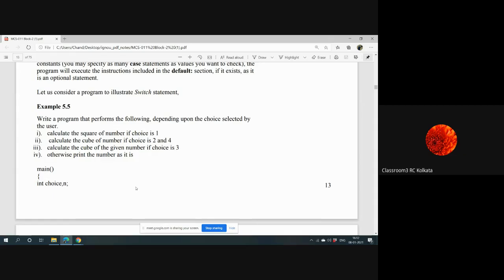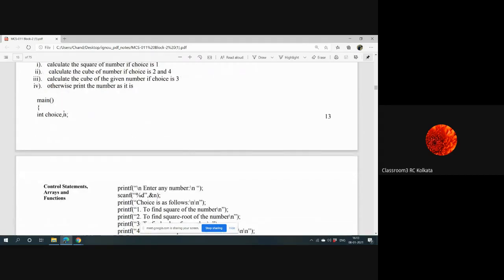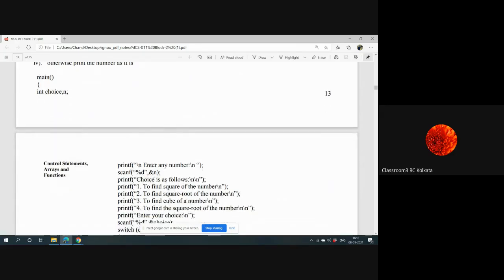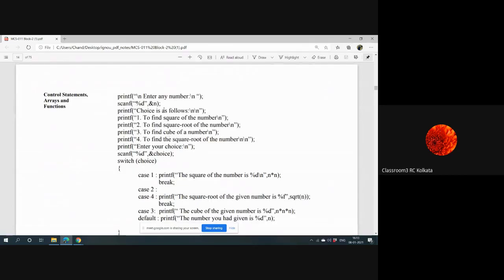So one is the choice variable, one is the number variable. Both you take as int. So what you will ask first: please enter a number. Then: please enter a choice. When you enter a number, it is an integer number, so %d, ampersand n.